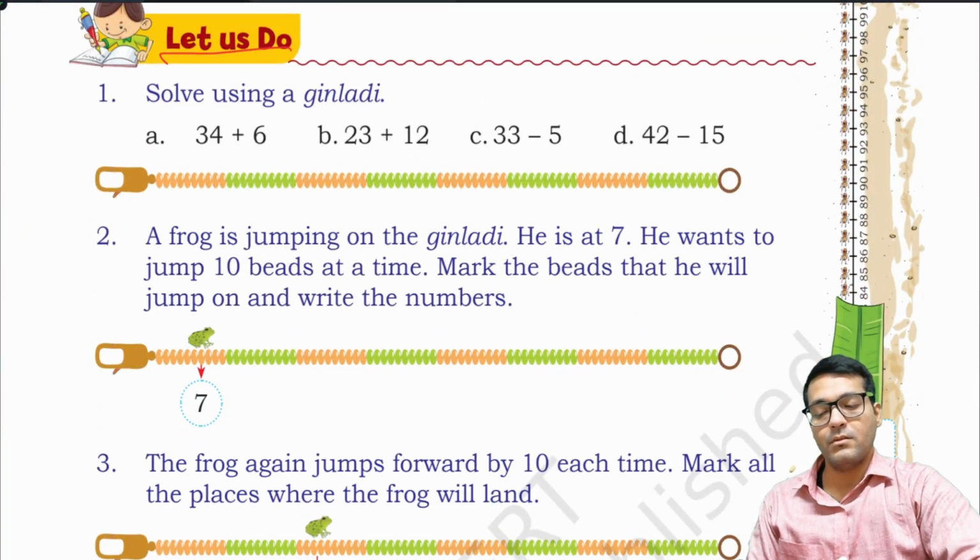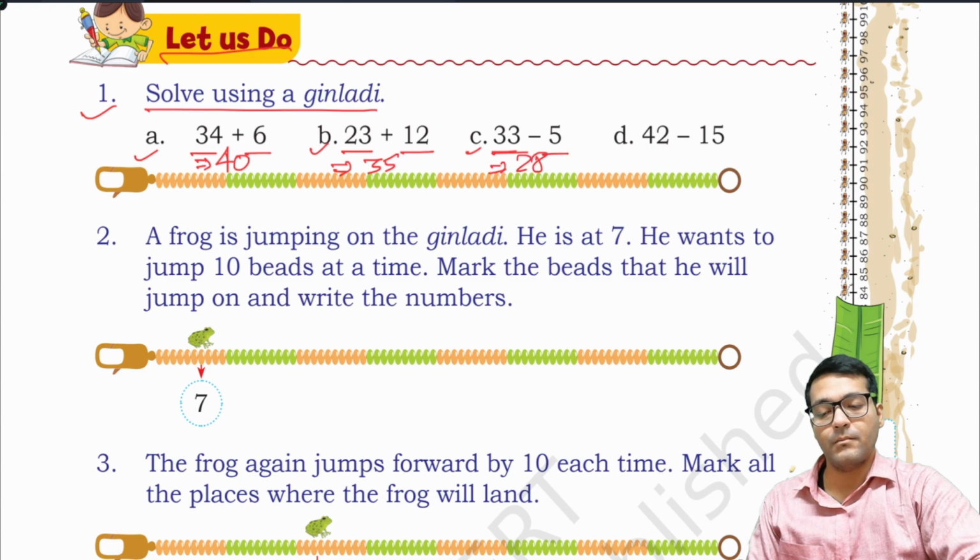Let us do 1. Solve using the number line. A. 34 plus 6. If you solve that, you will get 40. B. 23 plus 12. You will get 35. C. 33 minus 5. That means 28. D. 42 minus 15. That is 27.